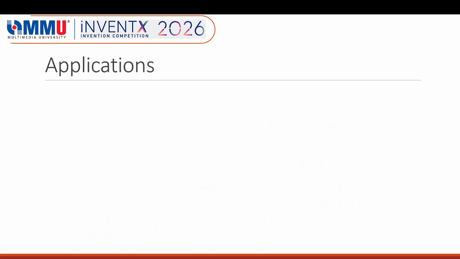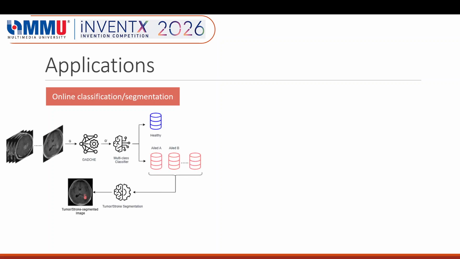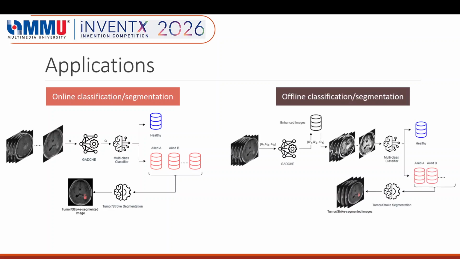Now, further down the line, the applications in which we can implement this proposed pipeline can be in online classification and segmentation, where each one of the images is passed through our GADCHE and then goes into a multi-class classifier to classify healthy and ill brains, and then continues with the segmentation. Or offline classification, where we enhance a bunch of images first and then pass them one by one to the multi-class classifier and then the segmentation.